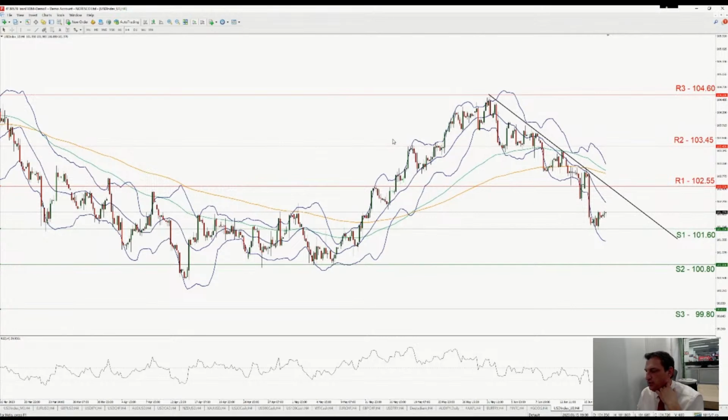Should the bears actually take over, I wouldn't be surprised to see the price action breaking the 101.60 support line and start aiming for the 100.80, which provided support a number of times here. While even lower, I would be noting the 99.80.